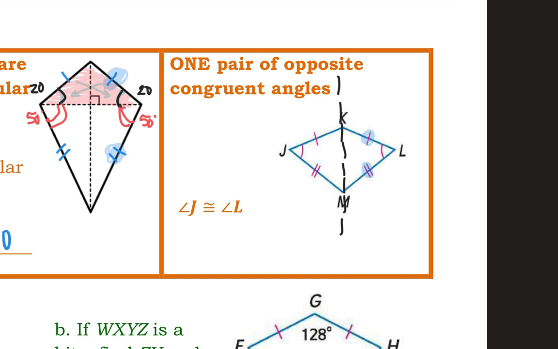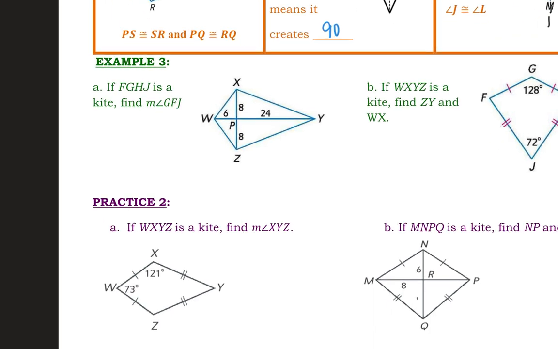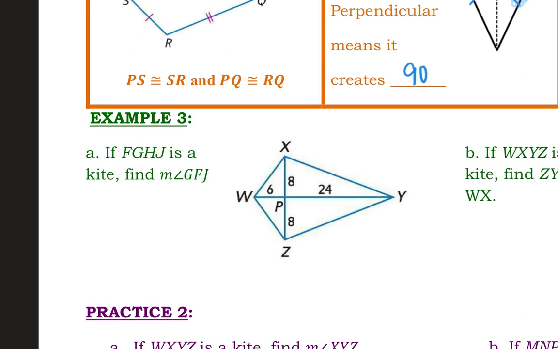Will not be equal. Okay, let's apply the last piece. All right, so there's a bunch of numbers inside, nothing on the outside. What do you know about the diagonals here?